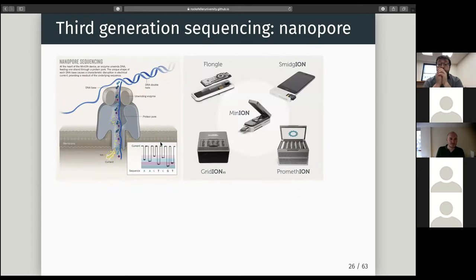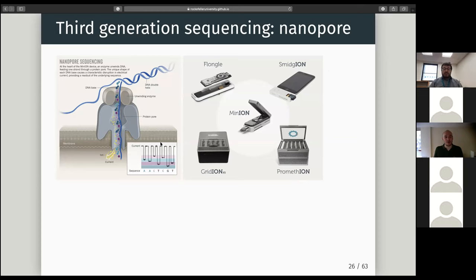So another third-generation sequencing technology is Oxford Nanopore. Oxford Nanopore is pretty cool. First of all, it's a much smaller sequencer. I have one here. I like to show the sequencer, I show that every time. I cannot show you the PacBio sequencer. It's much bigger.